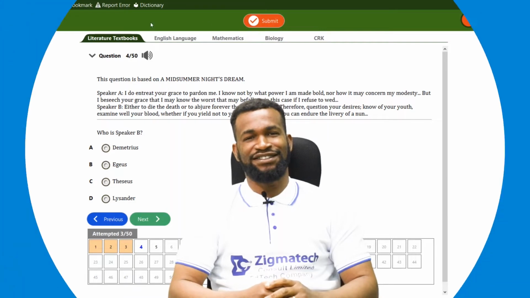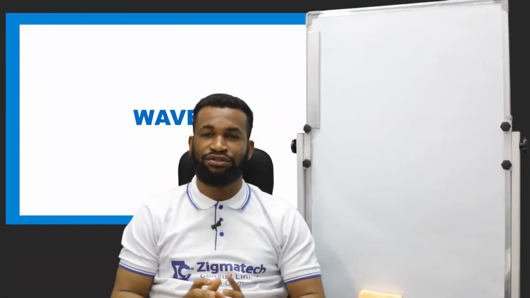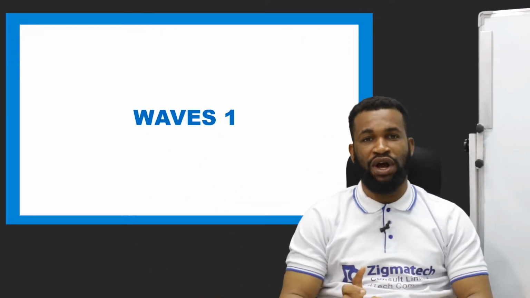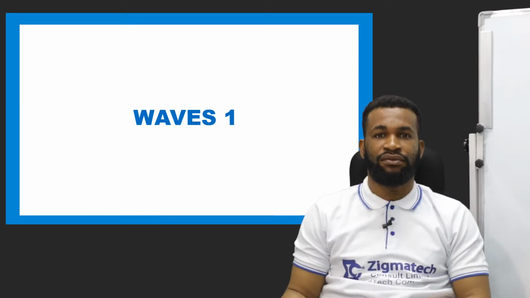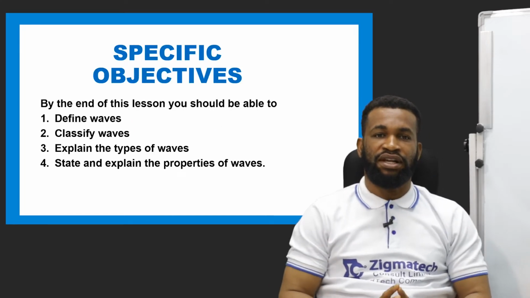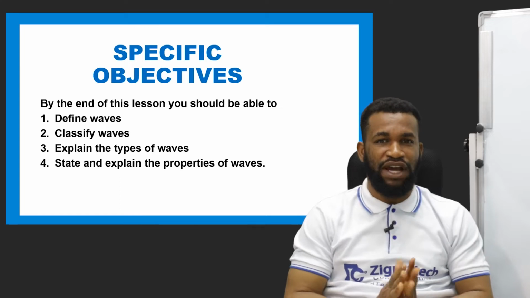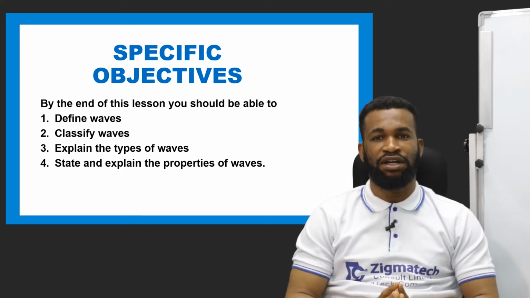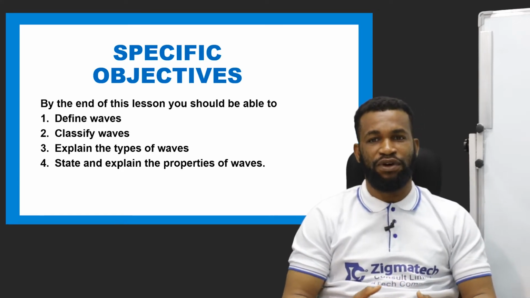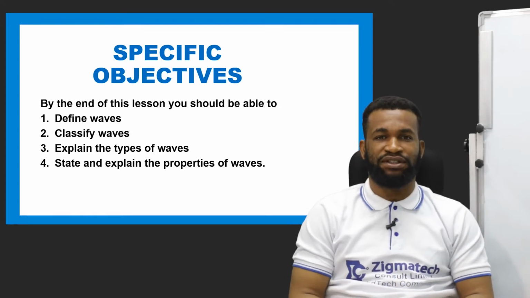Okay, let's get started. Welcome to physics class, and today we want to look at wave 1. By the end of this lesson, you should be able to define wave, classify waves, explain the types of wave, and state and explain the properties of wave.